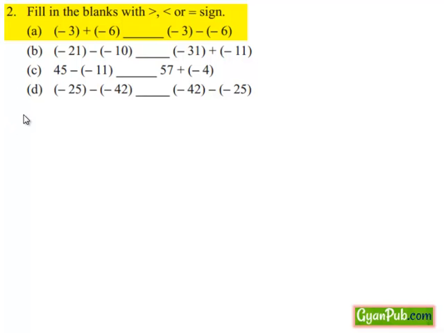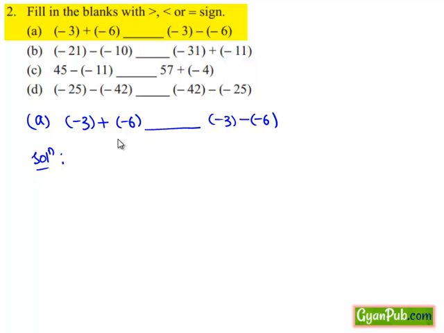Take down the A bit. -3 plus -6 dash -3 minus of -6. Let's do the solution. On the left hand side of this equation, we have two negative integers for addition. On the left hand side, we have -3 and -6.